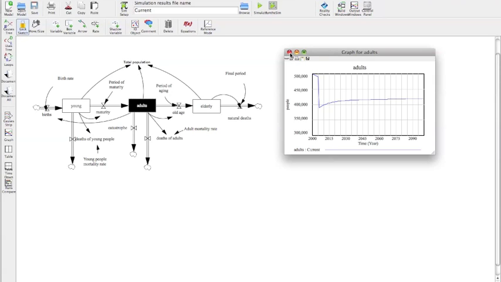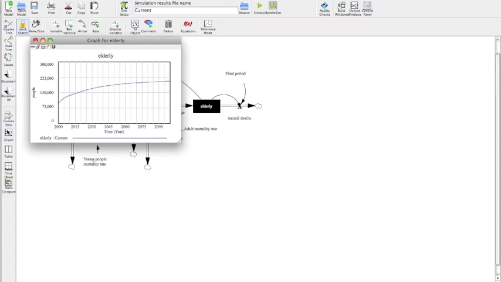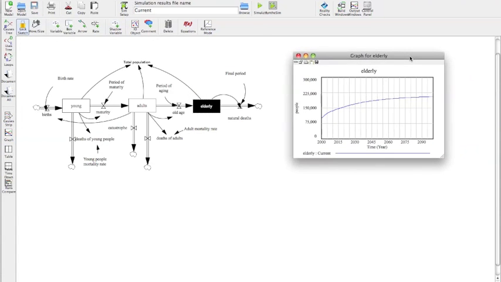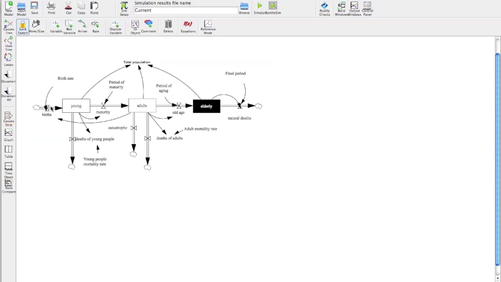Okay, we can look at the elderly, and look at the graph. The graph for the elderly is continuously increasing. So what's happening in this population is that the adults are aging, and so the elderly population is going to plateau somewhere near 200,000 people. Because of adults, and it's interesting to see that the catastrophe that adults undergo doesn't seem to affect the elderly population much.